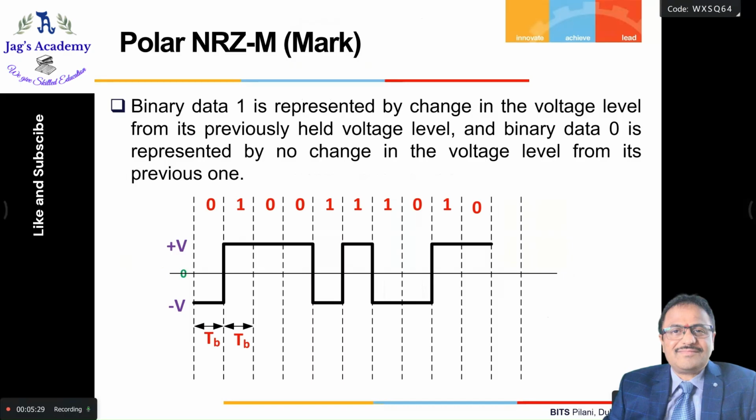So how do you represent this here? See, this is called polar NRZ.